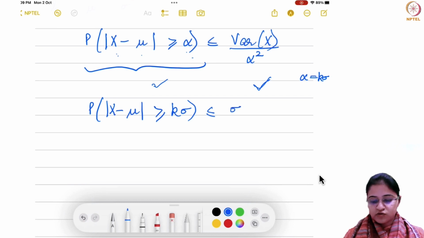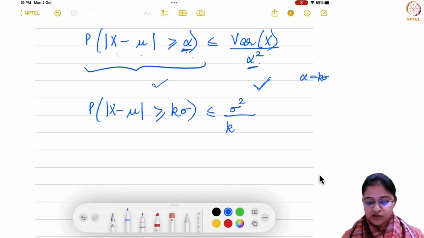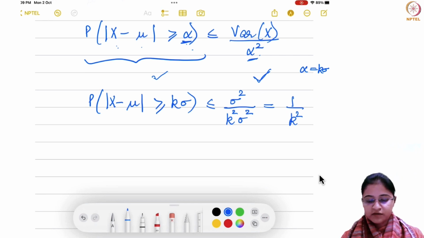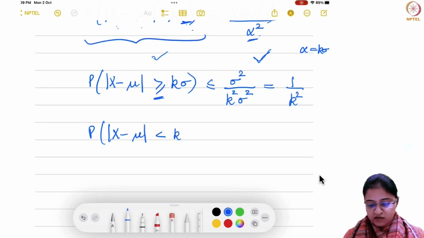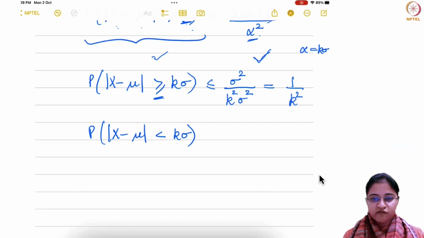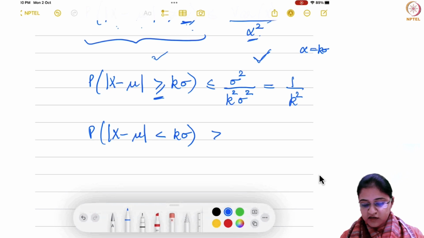So variance of x I can also write as sigma square, and in the denominator you would have the same thing, whatever constant over here, so that sigma square is coming in the denominator. So it will be sigma square k square, which is basically 1 over k square. Now this is the probability of it being greater than k sigma. Now if I want to see mod of x minus mu less than k sigma, just the opposite of this, it means 1 minus that, so it will be greater than or equal to 1 minus 1 by k square.